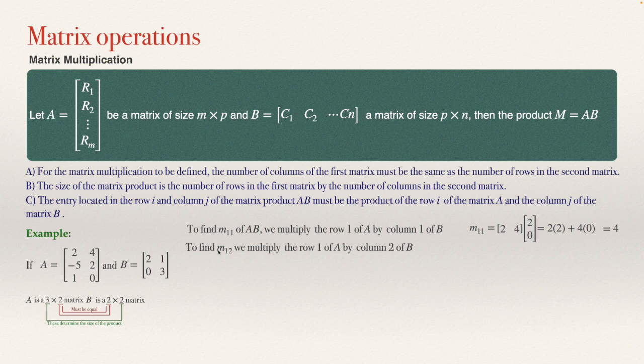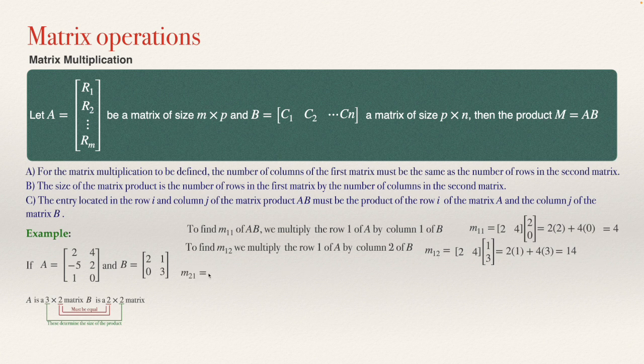I want to know what will be the element in the first row, second column of the product. We multiply row 1 of A by column 2 of B. So we multiply this 2, 4 by this 1, 3. So M12 will be the first row of the first matrix multiplied by this second column 1, 3. So it will be 2 times 1 plus 4 times 3. And this is 2 plus 12 equals 14. So this element in the first row, second column of the product will be 14.